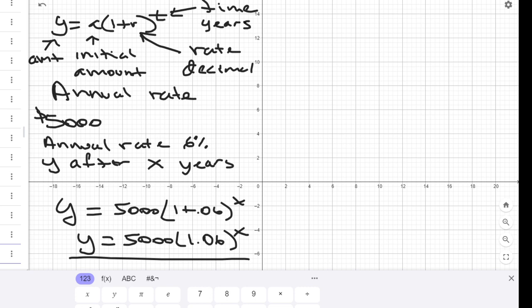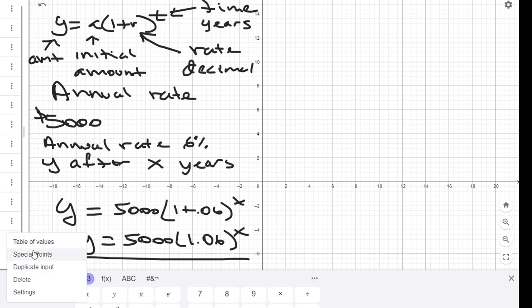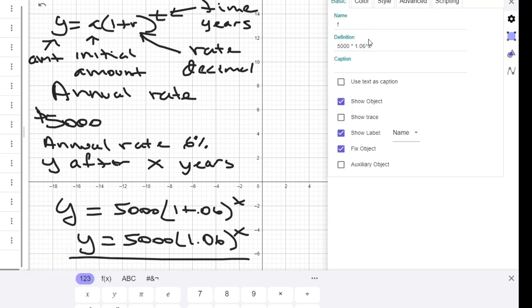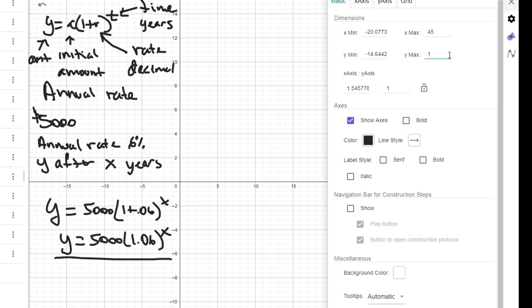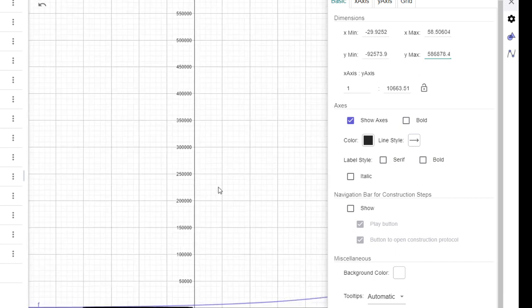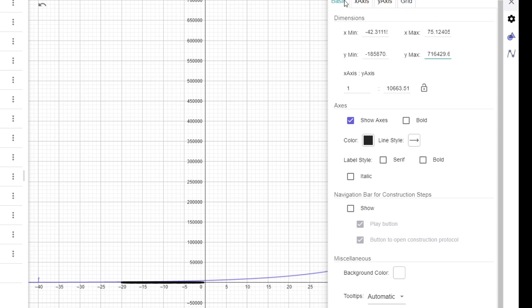Y is equal to 5,000, let me just put that in my graphing calculator, to the X degree. All right, so let me just fix my settings. Give me 1 second. It's a little small. You can't really see it. I have to fix my windows, guys. Let's do the window, the Y values, make it 500,000. All right, so it's hard to see, but this is the actual equation that we have.